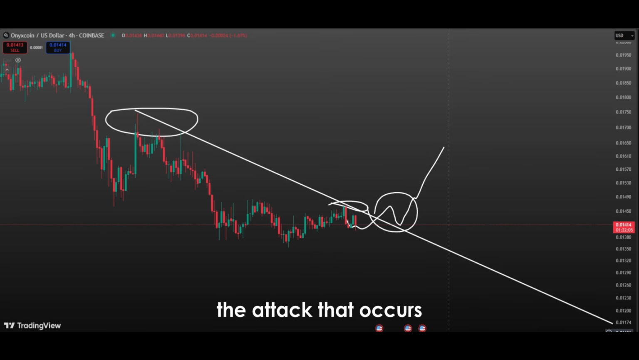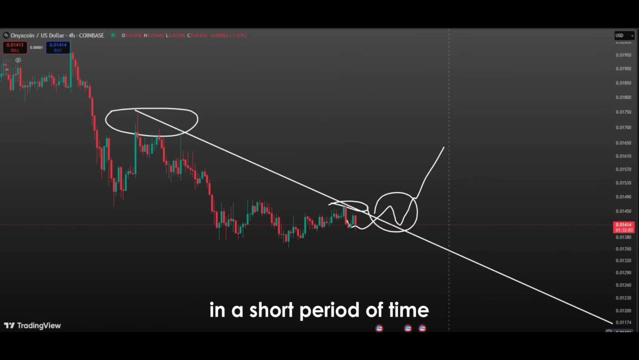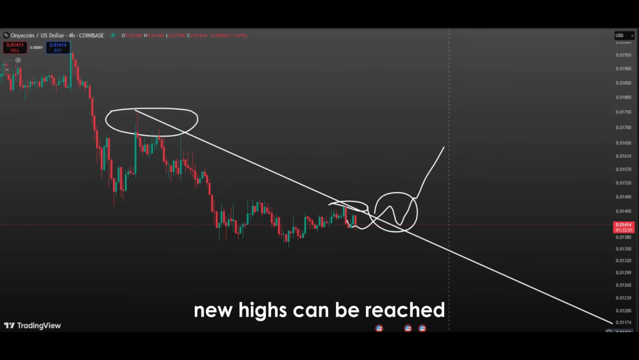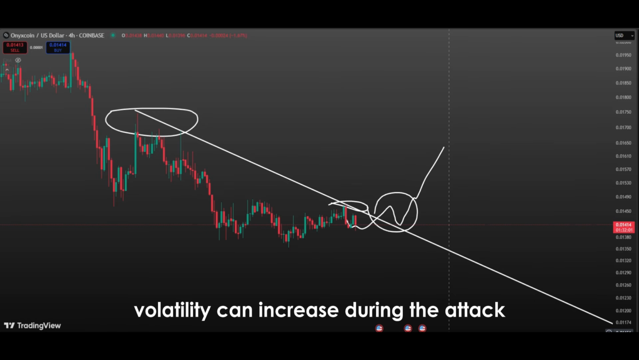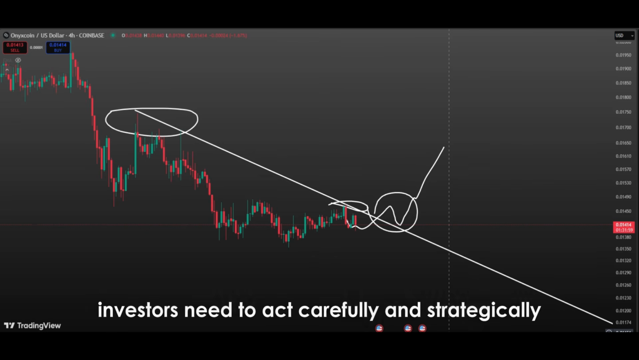The attack that occurs after a descending trendline break usually means that the price moves upward rapidly in a short period of time. This attack allows the price to test previous resistance levels, and if these levels are broken, new highs can be reached. Volatility can increase during the attack, creating both opportunities and risks for buyers and sellers. For this reason, investors need to act carefully and strategically.